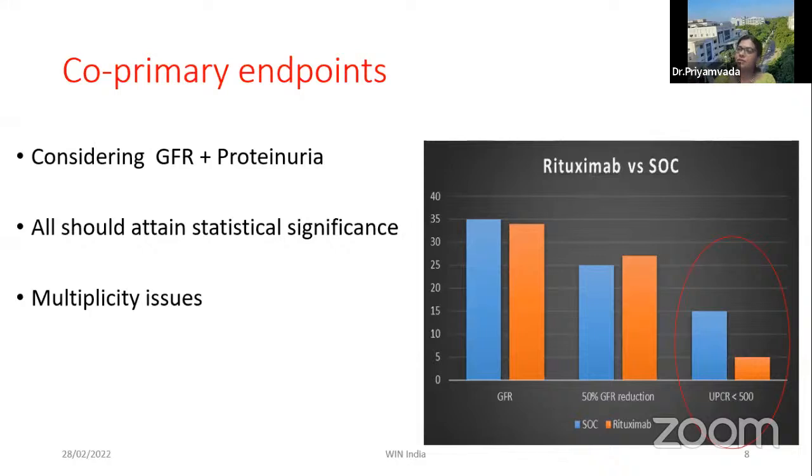And obviously, we know from the steroid experience that a simple reduction in proteinuria without GFR protection over a sufficient period of time probably doesn't really convey any clinical relevance to the patient.